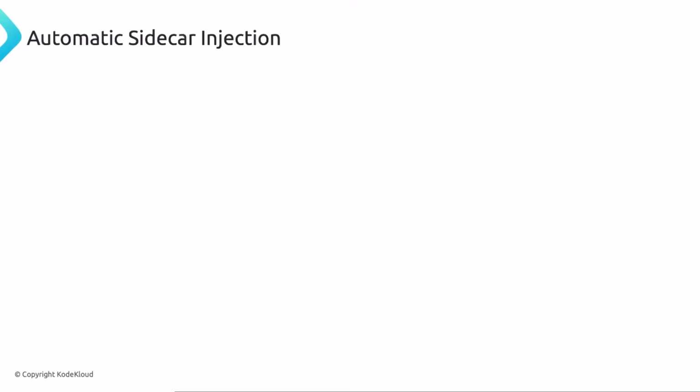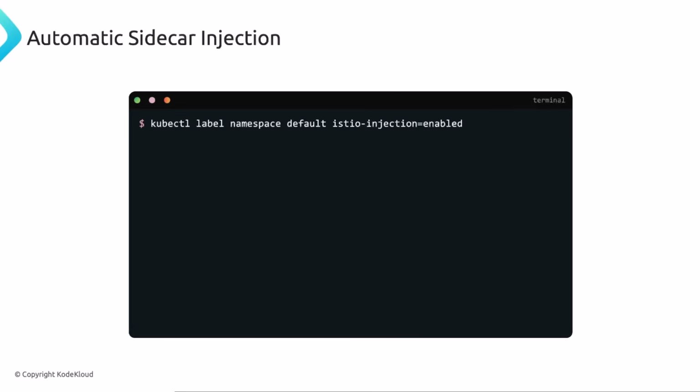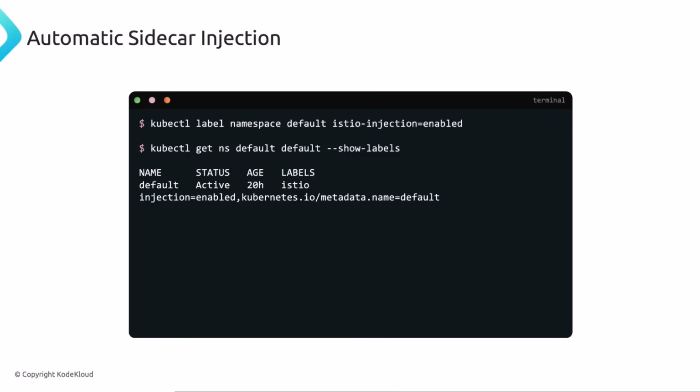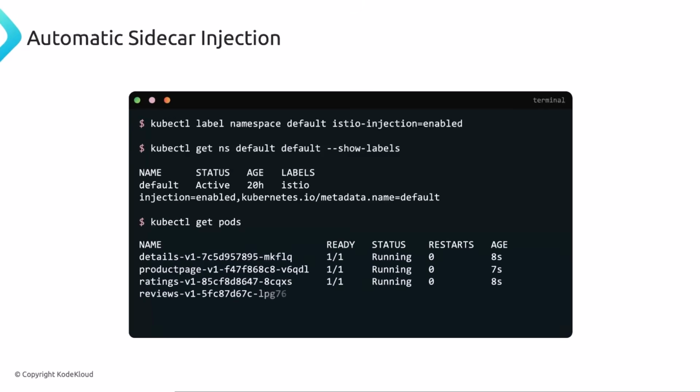To enable Istio, we can label the namespace. You can see right here, we're just labeling it istio-injection=enabled. After enabling it, you can confirm that the label is there. Once you see that injection enabled, you can check if your workloads in that namespace have the Istio sidecar. If you see this 1/1 right here, you don't have to worry about it. You can just delete or recreate it.